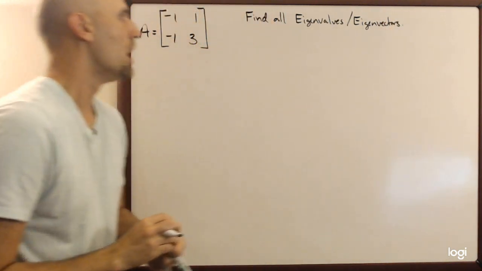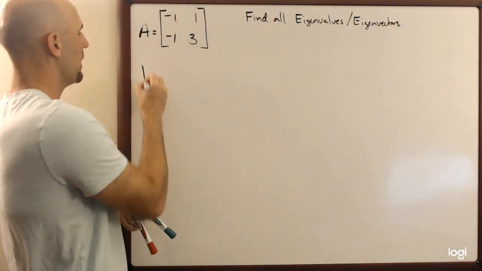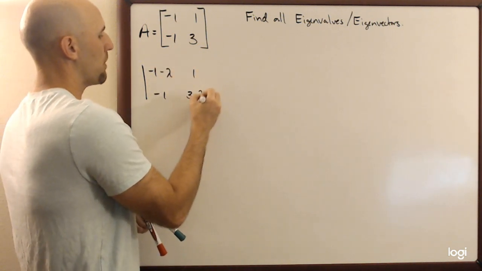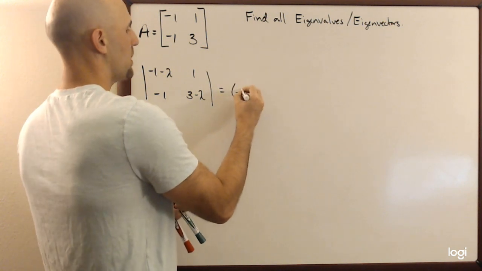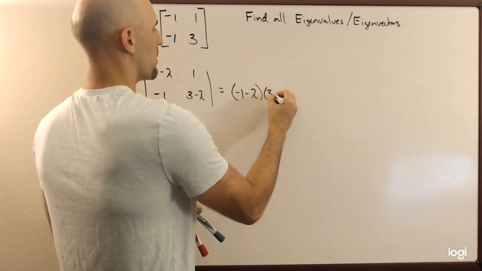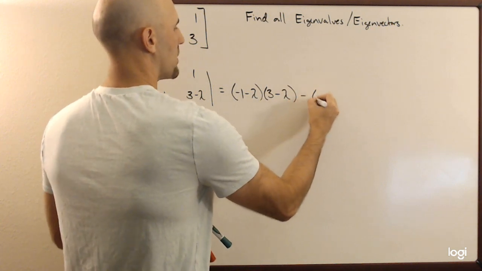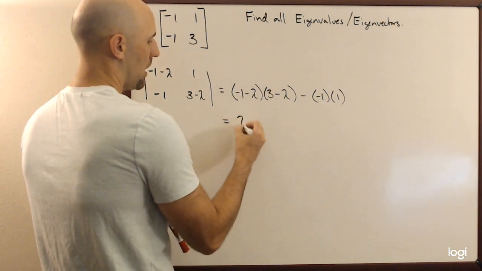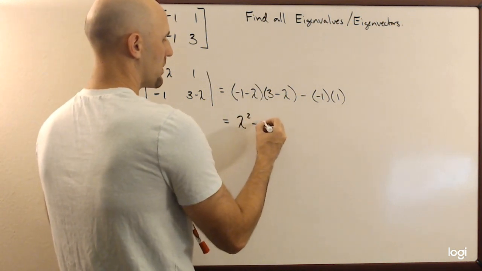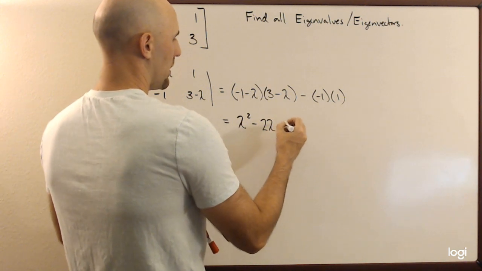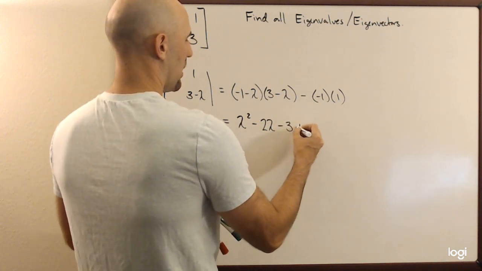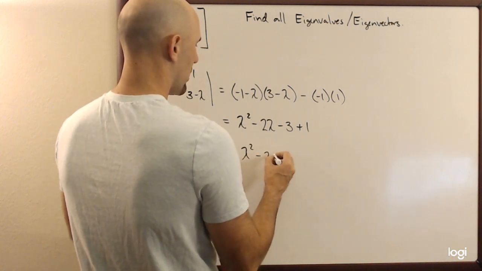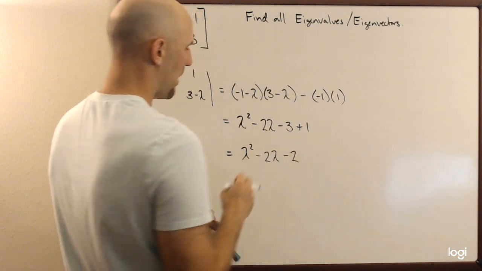Okay, fair enough. Again, what determinant? A minus lambda I. Here we go. -1 minus lambda, 1, -1, 3 minus lambda. All right, determinant. That's -1 minus lambda times 3 minus lambda minus -1 times 1. Okay, this gives me lambda squared minus 2 lambda minus 3 plus 1, or lambda squared minus 2 lambda minus 2.